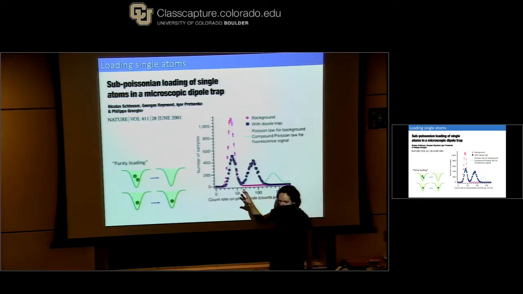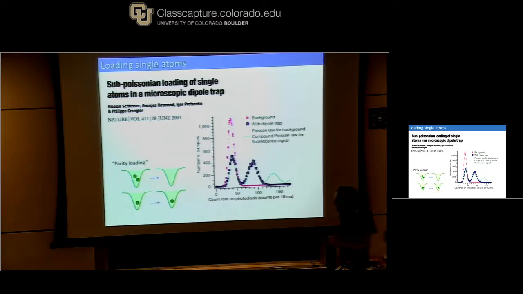So in the experiments and those images that I was showing you, you have to do something that I refer to as parity loading. You have to make sure that you don't have more than one atom in your trap, or else you wouldn't really have a single atom source, right? You wouldn't really know what you're initializing to.